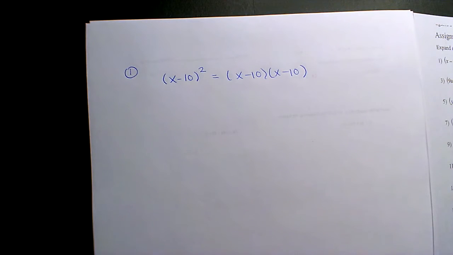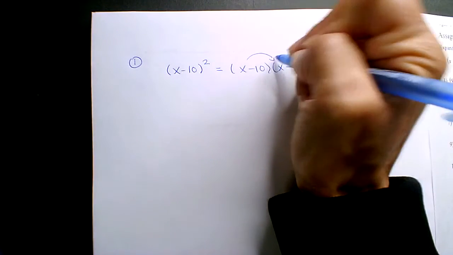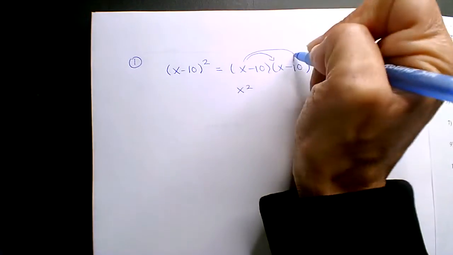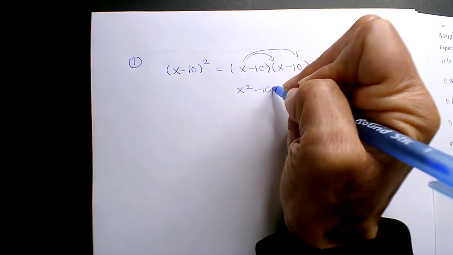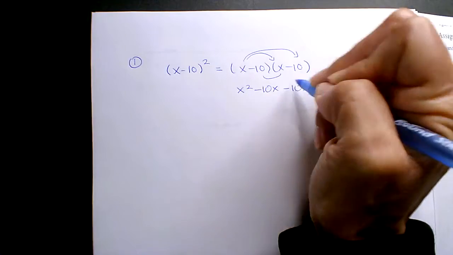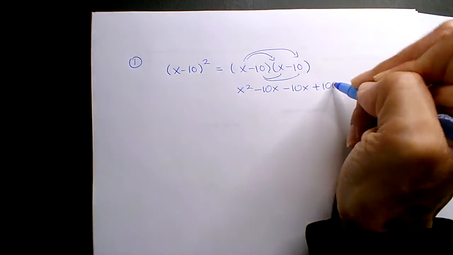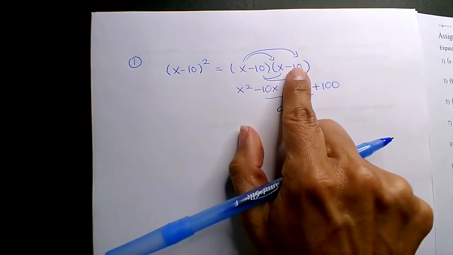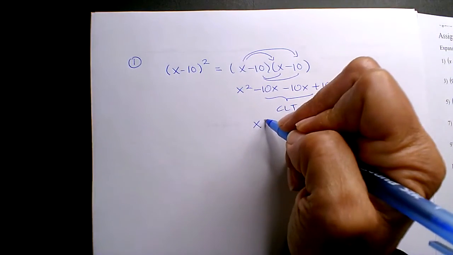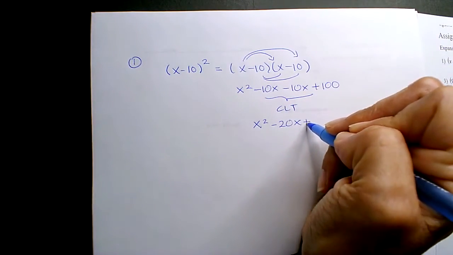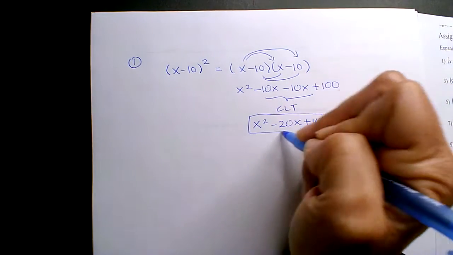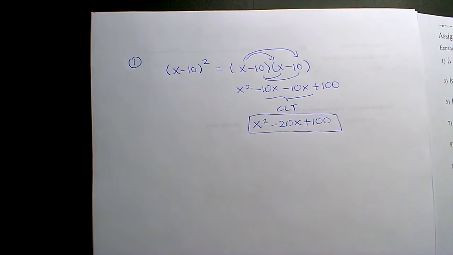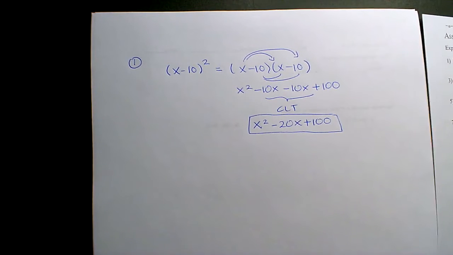Okay, so x times x, x squared, negative 10x, negative 10x, plus 100, combine your like terms, right? You get 4 terms because 2 times 2 is 4, right? So x squared minus 20x plus 100. Okay, easy, right?